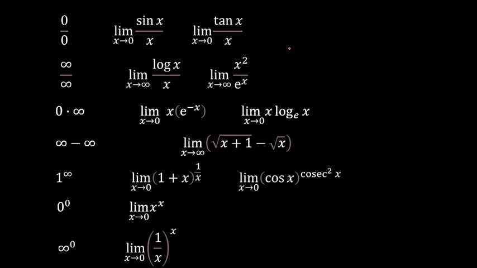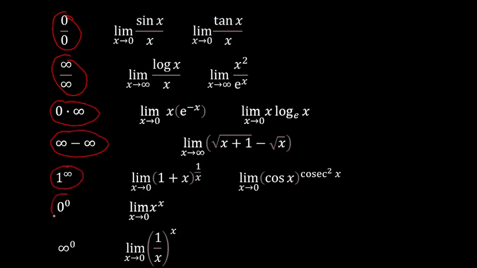So friends, what we have seen here are all the indeterminate forms with examples: 0 by 0, infinity by infinity, 0 into infinity, infinity minus infinity, 1 raised to the power infinity, 0 raised to the power 0, infinity raised to the power 0. In this way we have seen all indeterminate forms along with their examples.